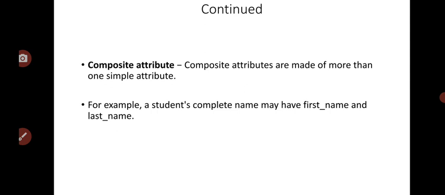Composite attribute. Composite attributes are made up of more than one simple attribute. For example, a student's complete name may have the first name, last name, and middle name. In this way it will be composite. It is the combination of two or more simple attributes: first name, middle name and last name, all combined together to form the complete name of the student.